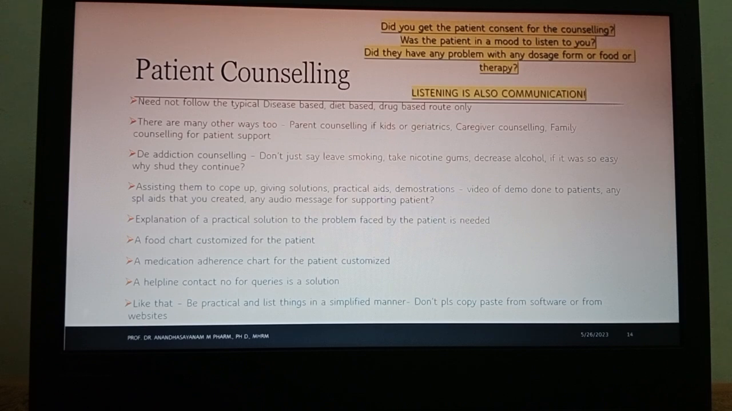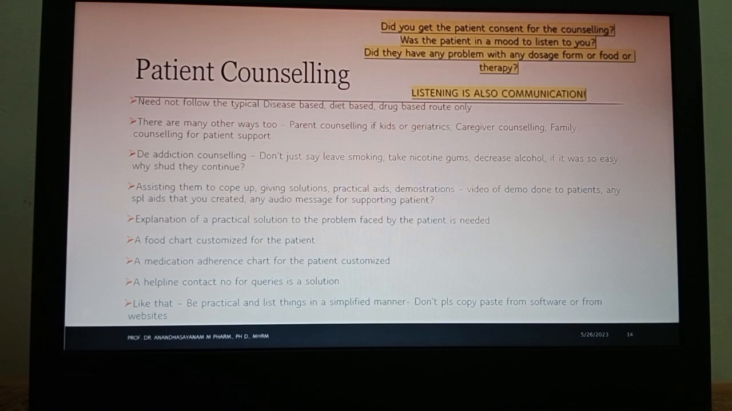It's not so easy just to say decrease alcohol, decrease smoking, take nicotine gums. Based on how many cigarettes, how many nicotine gums have to be taken? What strength of nicotine gums? What are the side effects of nicotine gum? When you take nicotine gums and smoke, what happens? When you take nicotine gums and alcohol, what happens? So what needs to be done has to be explained in a proper manner with a separate sheet, and you need to publish that sheet here.